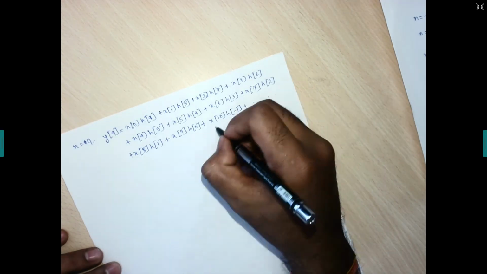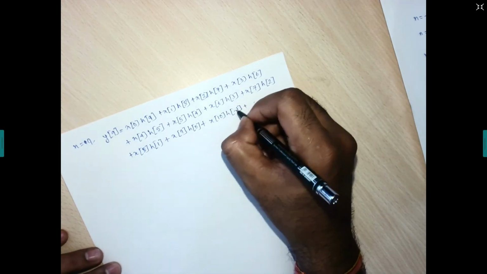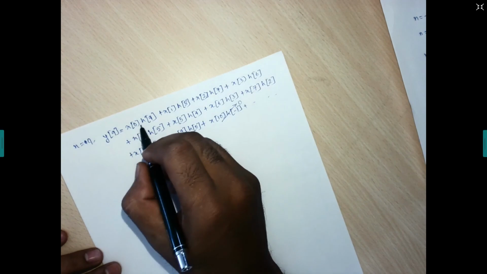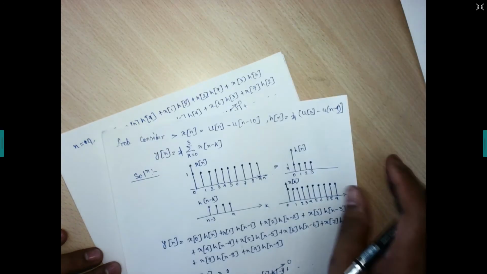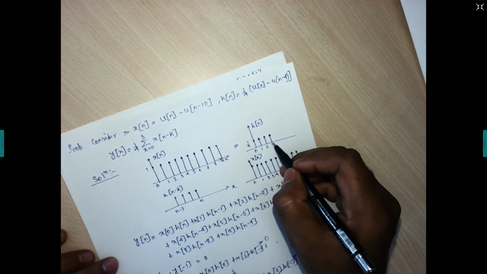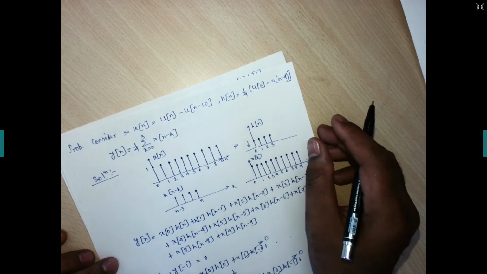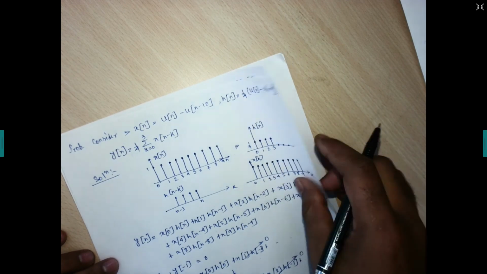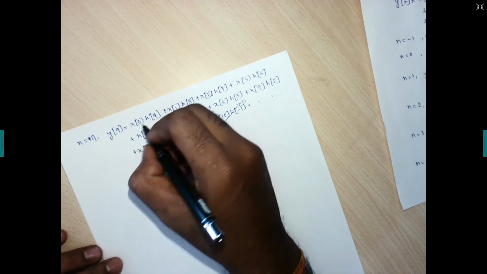So h of minus 1 is 0, so we can write this one as 0. But if we look at h of 9 from this diagram, our samples exist only up to 3. Beyond that, the sample values of h are 0. We can write 0 like this. So h of 9 is also 0.